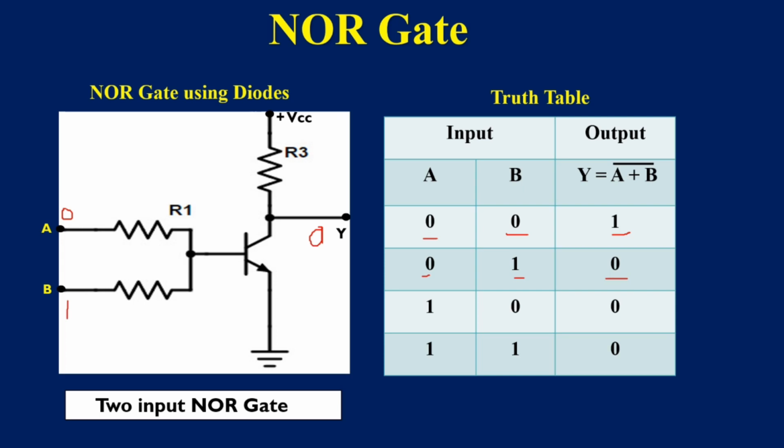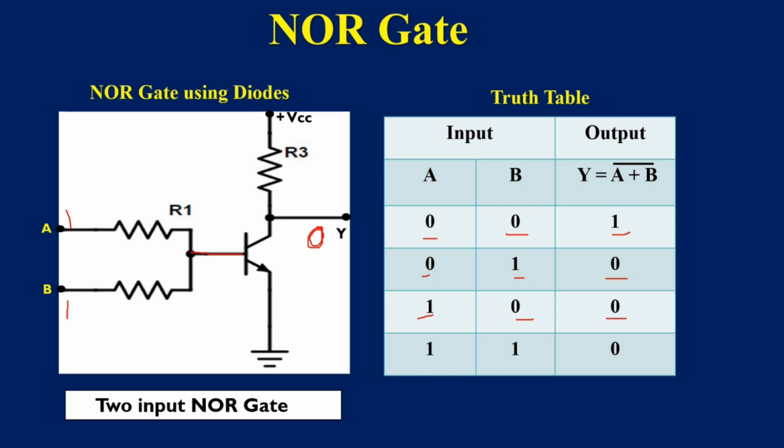Now I am changing the input condition again. I am making A as 1 and B as 0. When A is made 1, this is connected to the base of the transistor. Now the transistor is again in the saturation position. The transistor conducts and the output will be equal to 0. So when A is 1, B is 0, the output voltage will be 0.